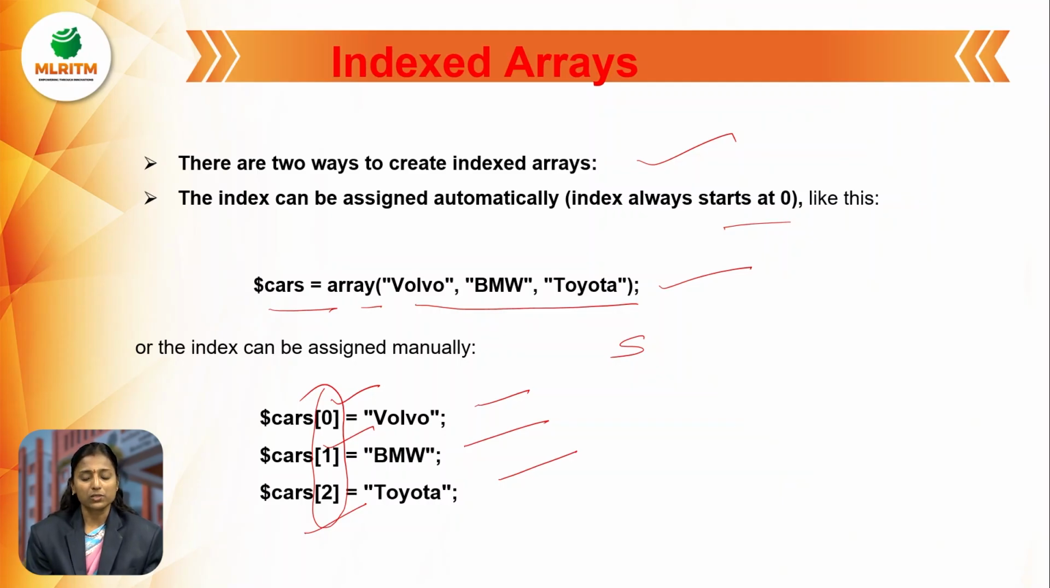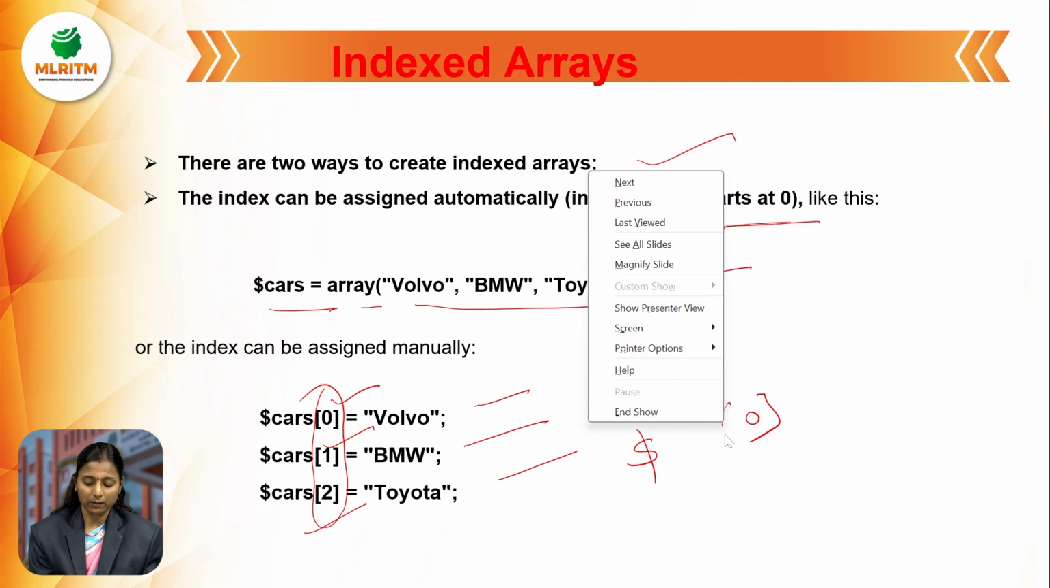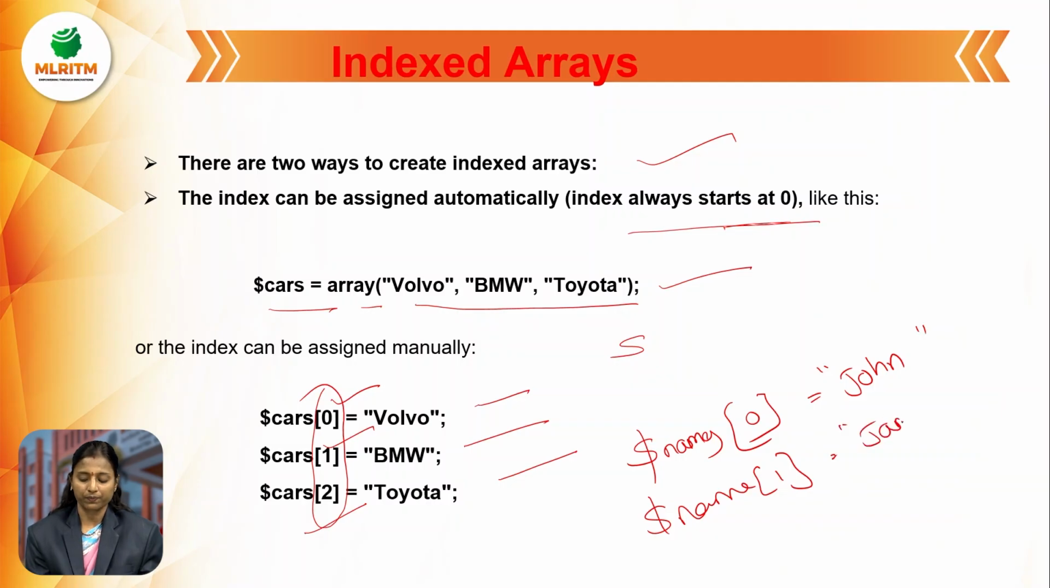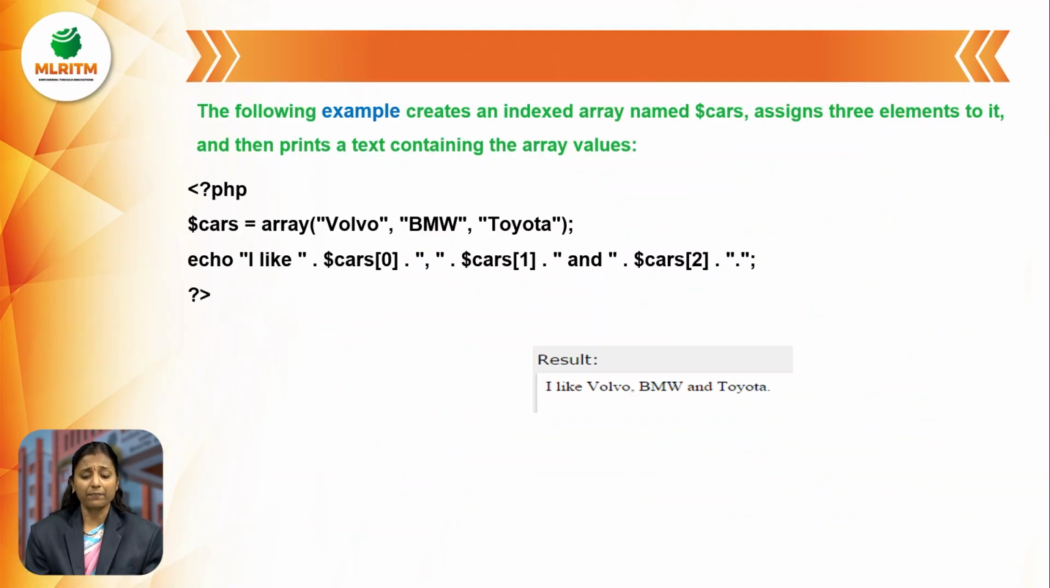When an indexed array is used, it always starts with 0. Or else if I have written cars of 0, or else we can write names of 0. We can write in this format. Okay, that is John. The next, name 1, we can write James. Okay, in this format, these indexed arrays can be defined. Okay, this is an example of an indexed array.